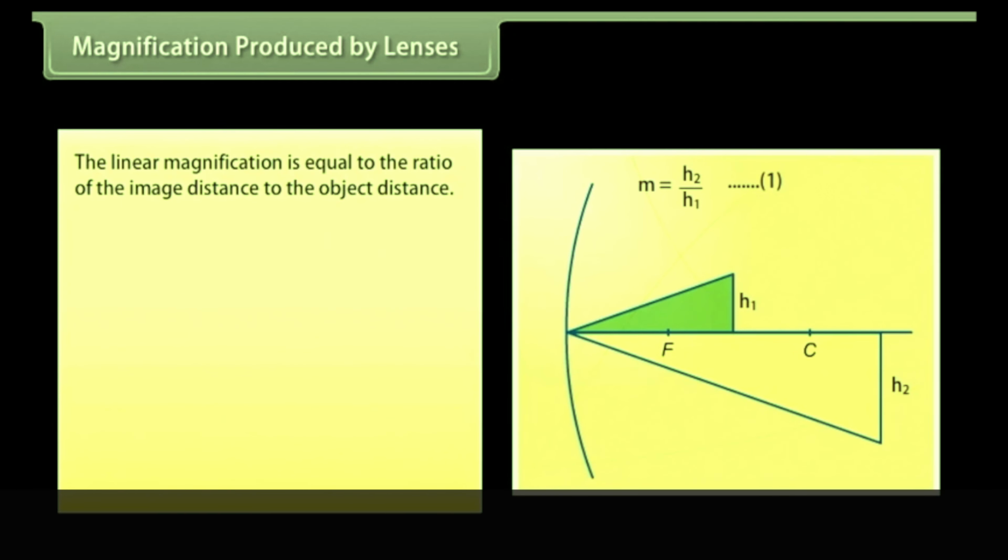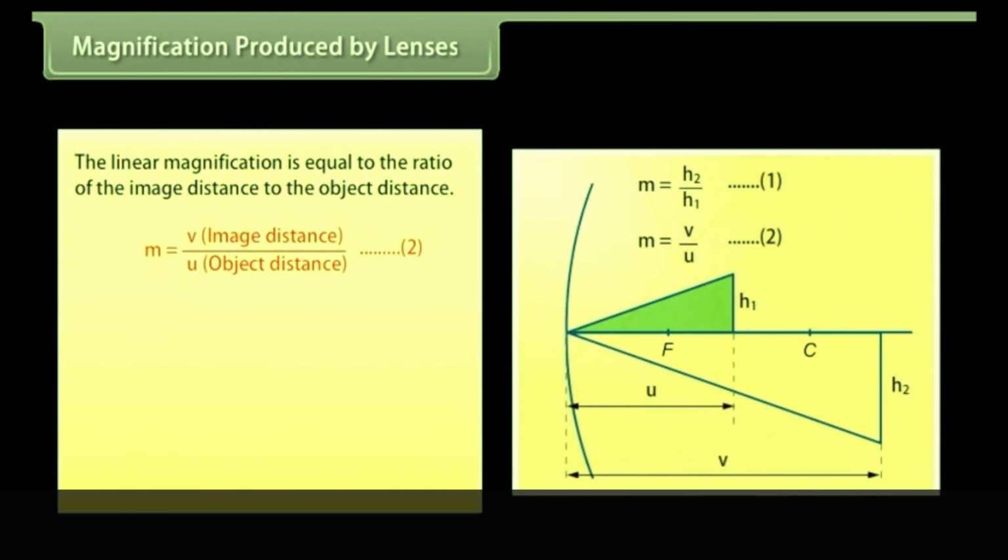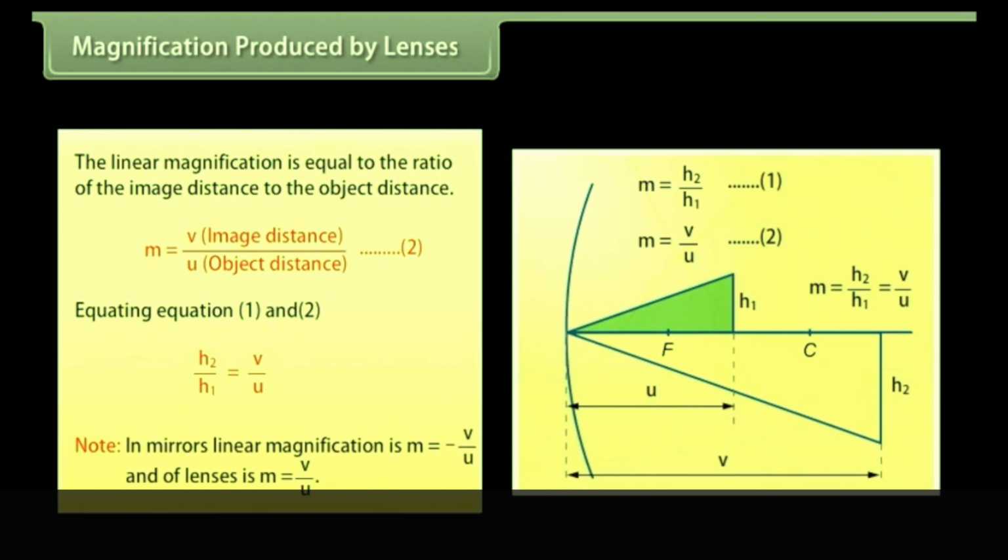The linear magnification is equal to the ratio of the image distance to the object distance. M is equal to v image distance upon u object distance, which is equation 2. Equating equation 1 and 2, h2 upon h1 is equal to v upon u. Note, in mirrors, linear magnification is m is equal to minus v upon u, and of lenses is m is equal to v upon u.